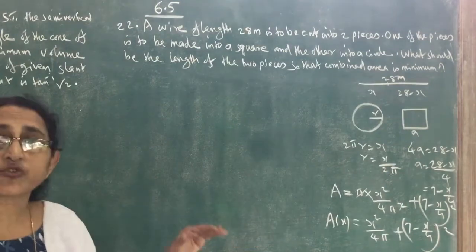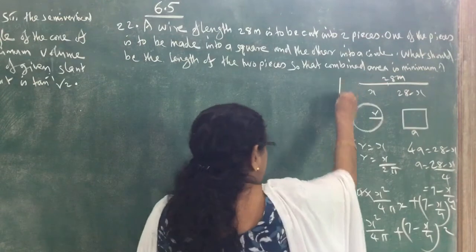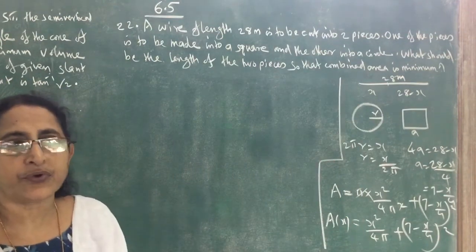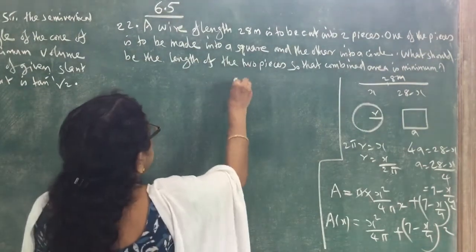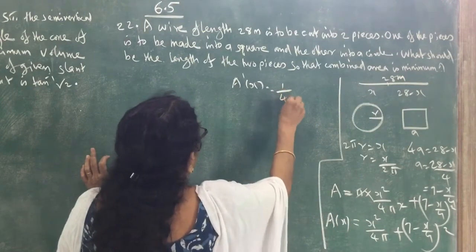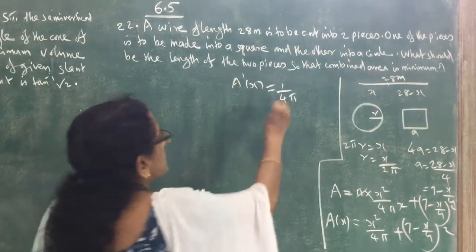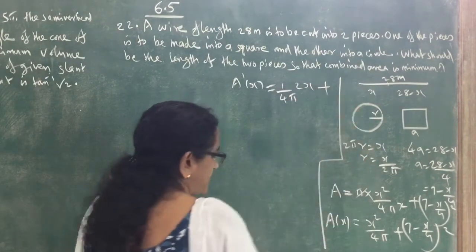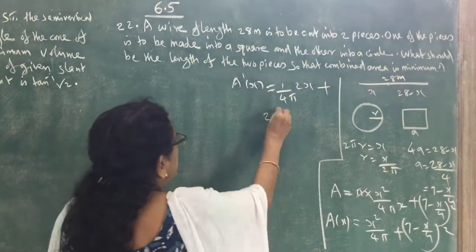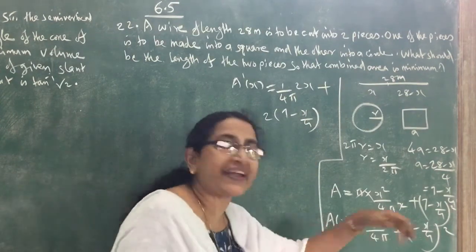Now that function is to be minimum. The combined area should be minimum. So we have to find when this combined area is minimum. For that, by the same method, first we have to find the first derivative. So A dash x equals the derivative of x square by 4 pi: 1 by 4 pi into the derivative of x square with respect to x, that is 2x. So into 2x, plus the derivative of (7 minus x by 4) whole square: 2 into (7 minus x by 4) into the derivative of 7 minus x by 4.